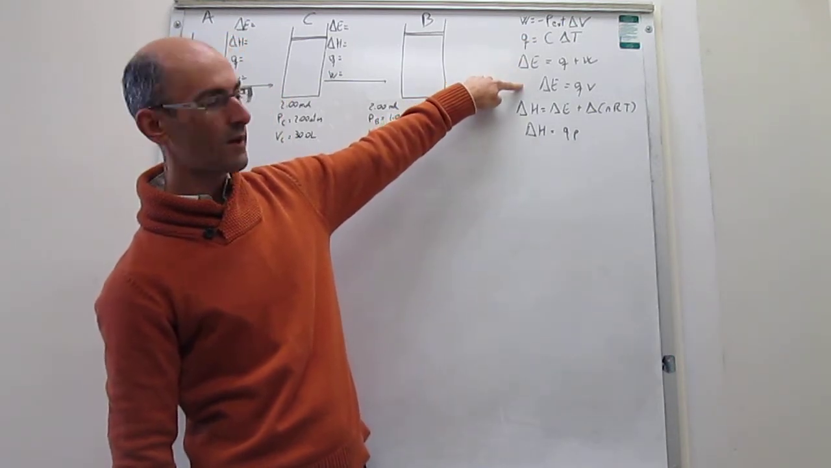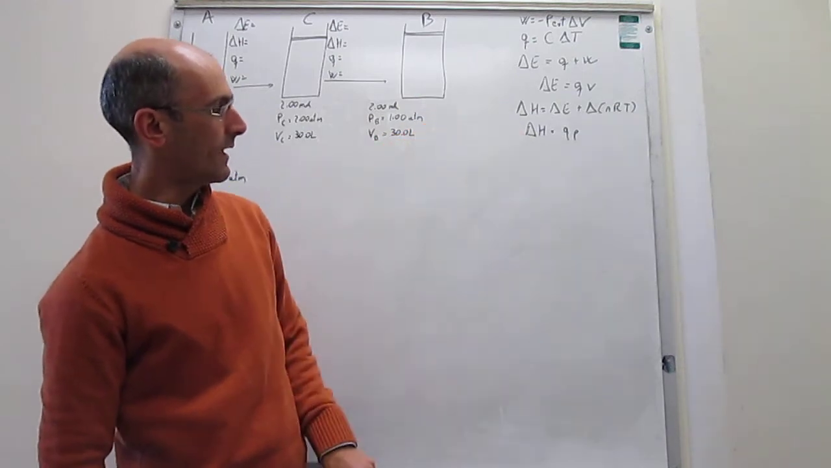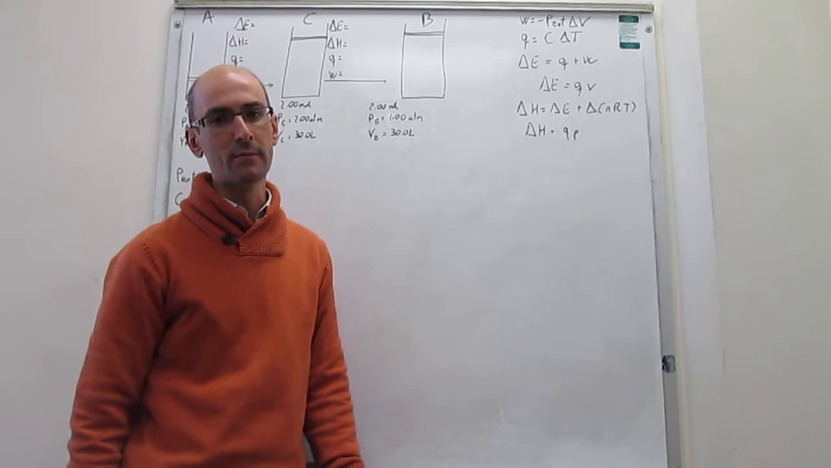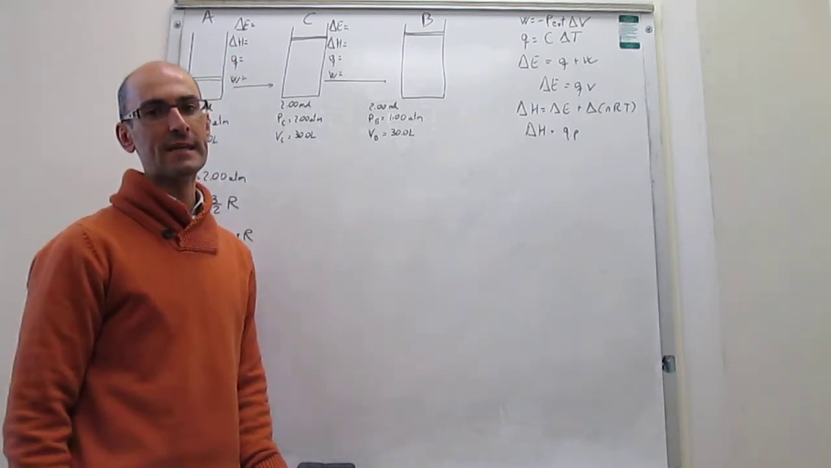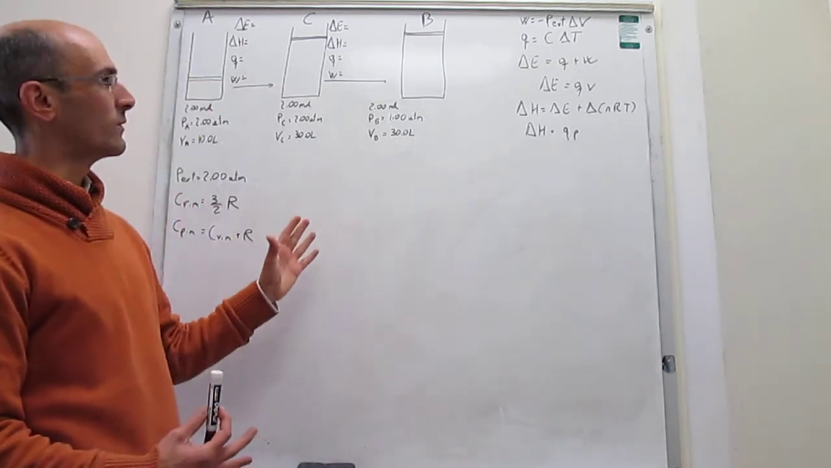That is the first law under constant volume. This is the definition of enthalpy, and this is the equivalency between enthalpy, change in enthalpy, and the energy transfer as heat at constant pressure. So we're going to apply all those concepts to the following problem.